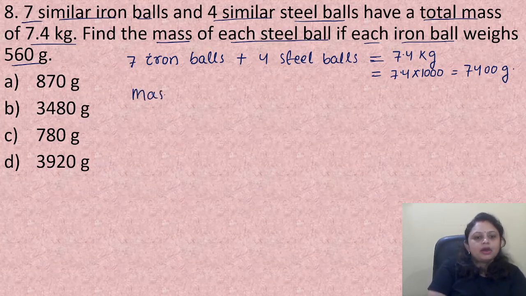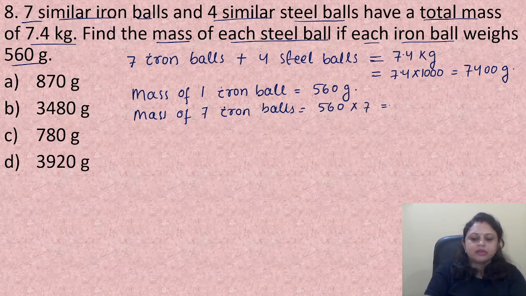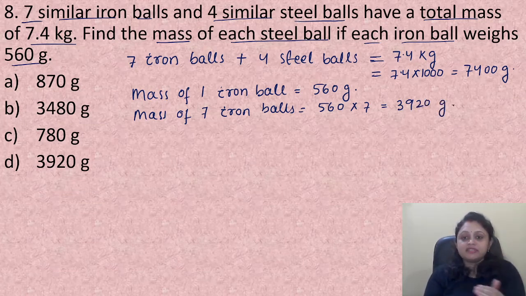Okay, so we know the mass of each iron ball. So mass of one iron ball is equal to 560 gram. And how many iron balls do we have? We have 7 iron balls. So mass of 7 iron balls is equal to 560 into 7, that is equal to 3920 gram. So it is the mass of 7 iron balls.